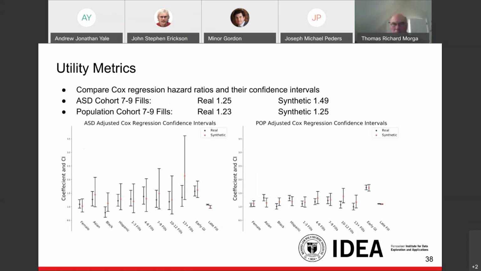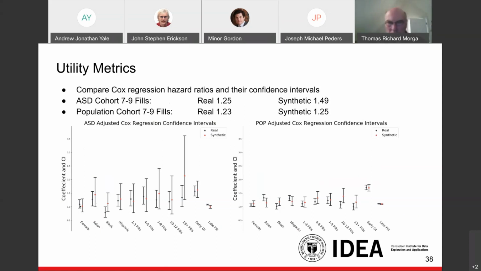So again, in the real column, we're seeing that same relationship that they saw in the study, where they're about the same value. And in the synthetic, we're not seeing exactly the same value, but we're seeing the same effect, which is that both are saying that 7 to 9 fills is a hazard towards late GI symptoms or late GI diagnoses. Sorry, and so we can see here the coefficients and their confidence intervals.